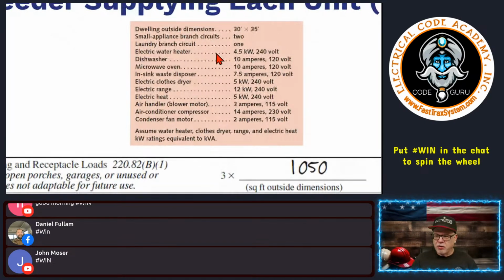This is your values, and we're now going to do an individual. Tomorrow, we're going to do the individual dwelling units using the optional method, okay? So now the difference in this one is that we're going to be using 220.82 because we're doing an individual unit. We're not doing 3 or more. We're doing the individual units. So now we have to shift to 220.82 for these individual units that does the optional method, okay?